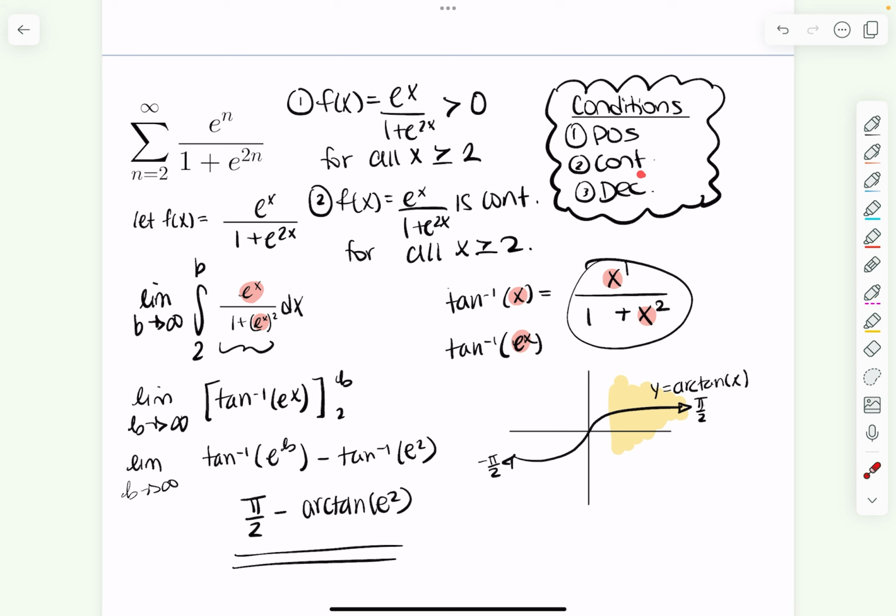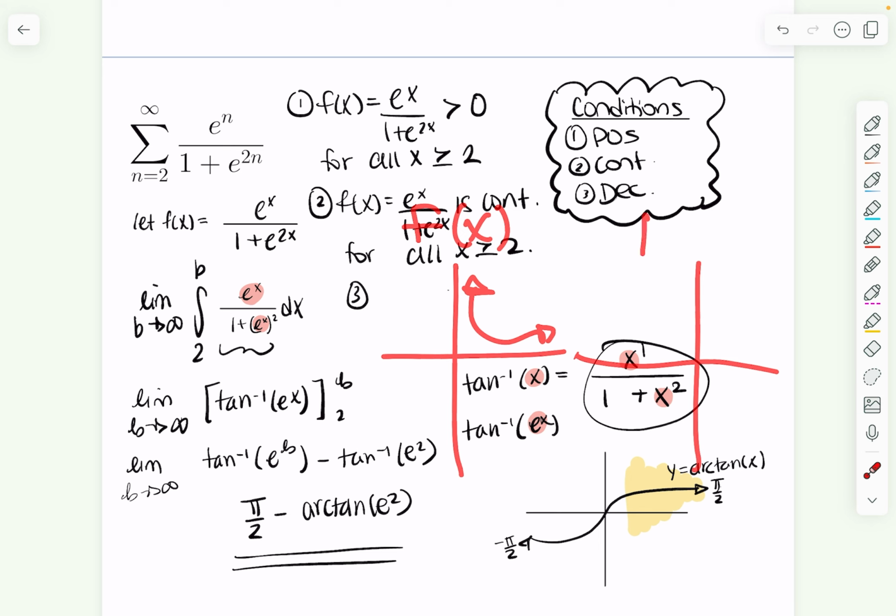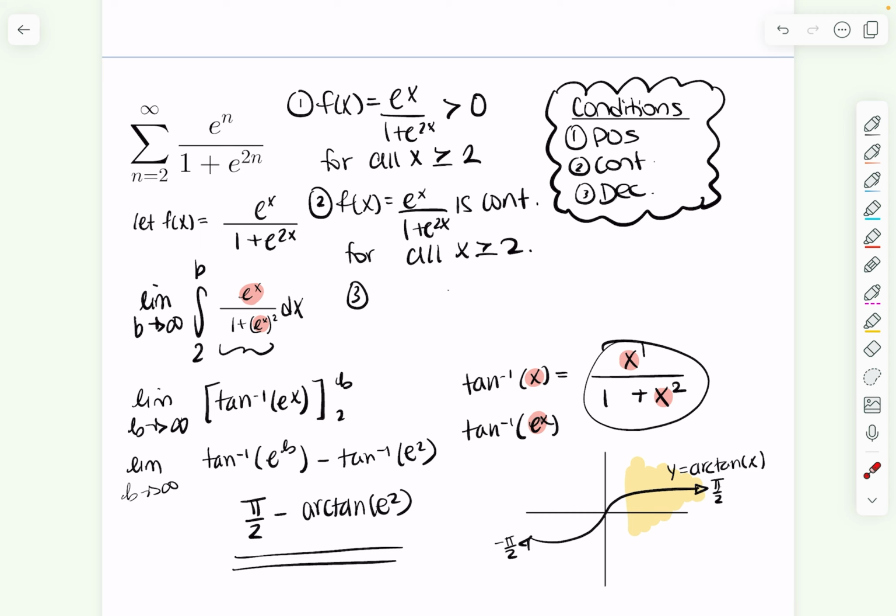And finally, the last one, we have to prove that it's decreasing. What does it mean for a function to be decreasing? Well, if you have f of x that looks something like this, then your derivative f prime of x, because it's decreasing, is going to always be below the x-axis. So the derivative of your function should be negative if it's decreasing. In other words, we have to find the derivative of this and prove that it's negative.